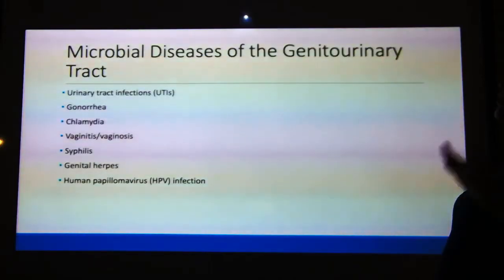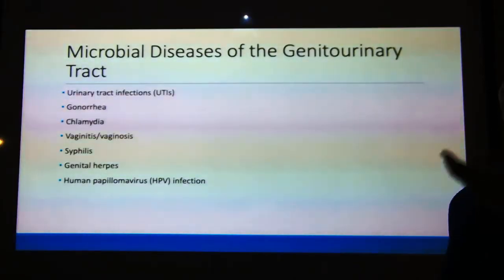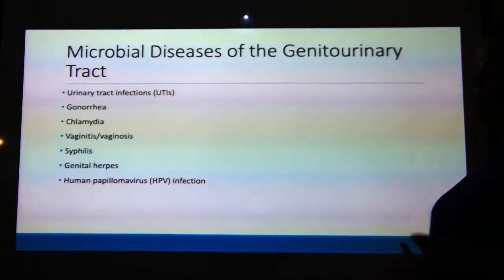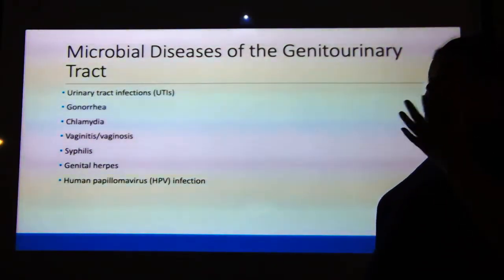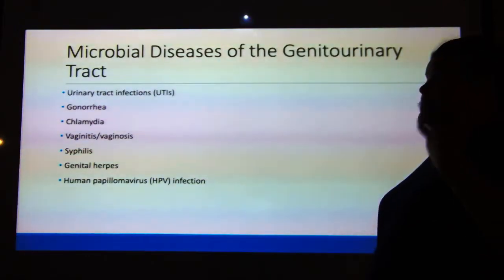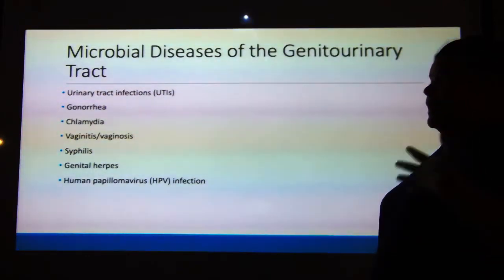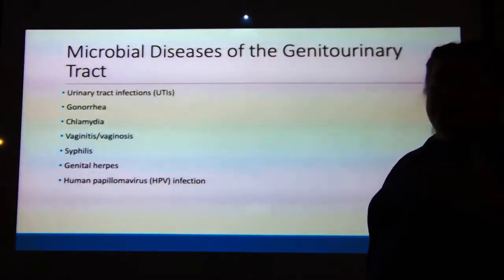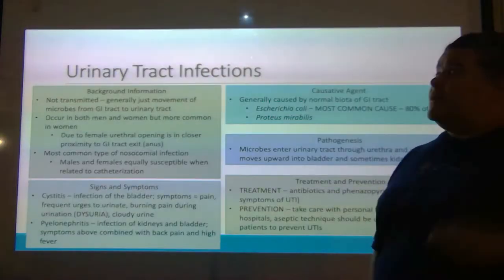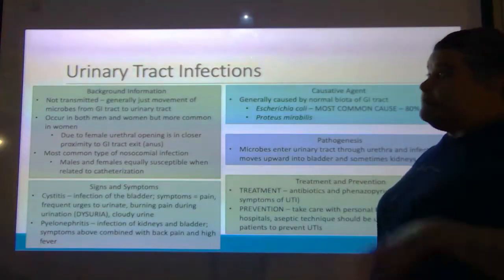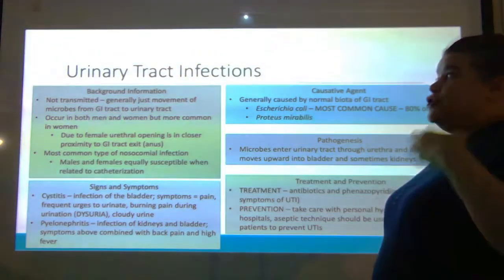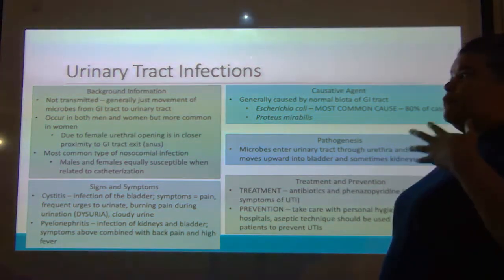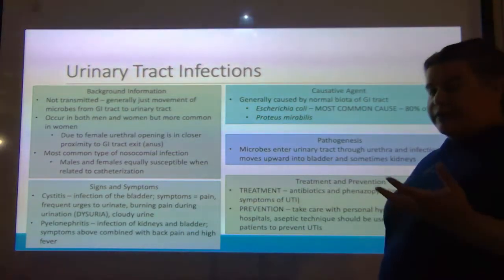Microbial diseases of the genitourinary tract. Well, we have urinary tract infections, or UTIs, gonorrhea, chlamydia, vaginitis, also known as vaginosis, syphilis, genital herpes, and the human papillomavirus, HPV. Urinary tract infections. These are not transmitted. Generally, it's just movement of microbes from the GI tract to the urinary tract.